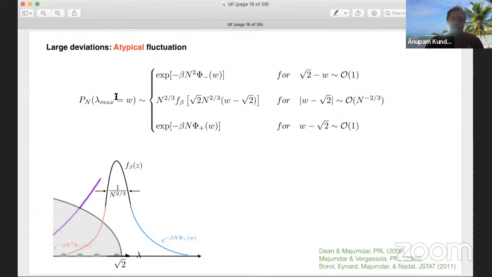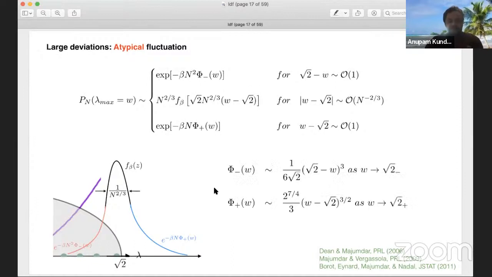And for this case, it has been shown that on the left side, the probability has this kind of large deviation form, where the speed is n squared. On the right side, it is e to the minus n times the large deviation function. And these large deviation functions phi plus and phi minus are explicitly known. I am not presenting them.